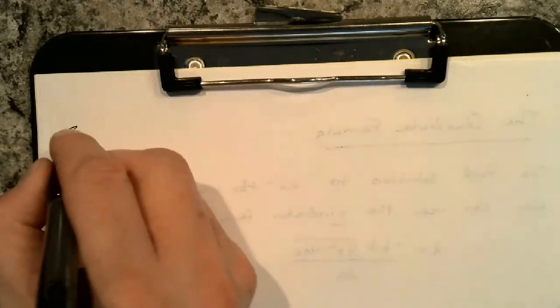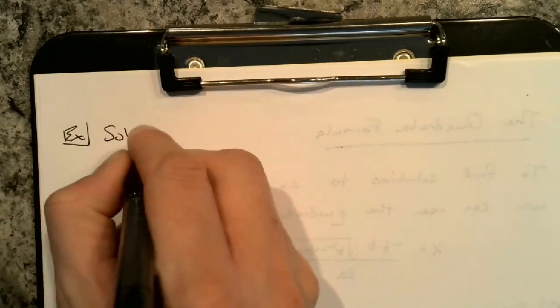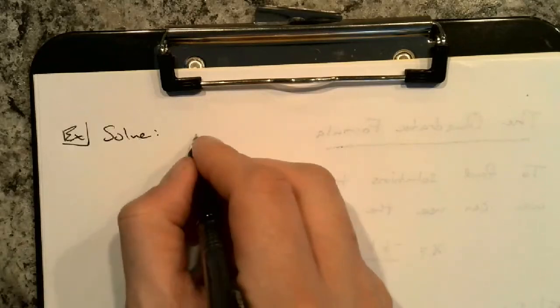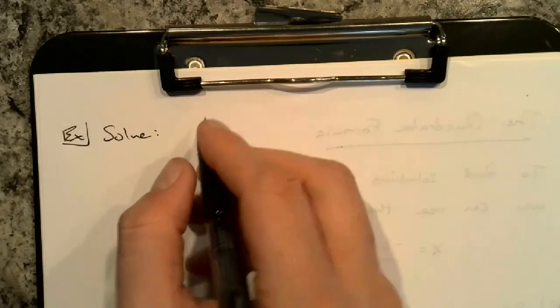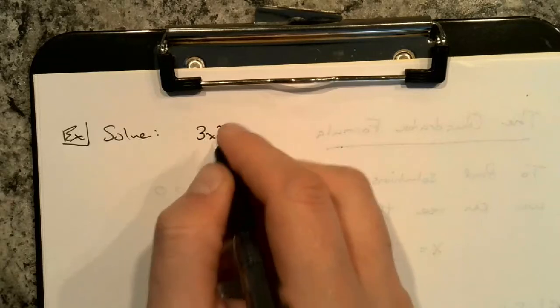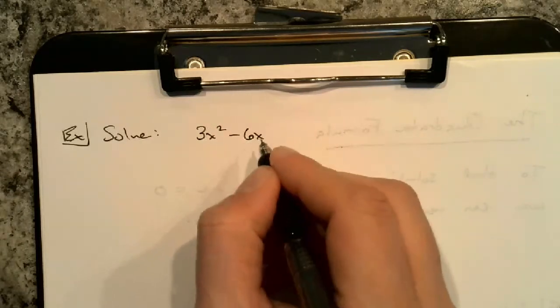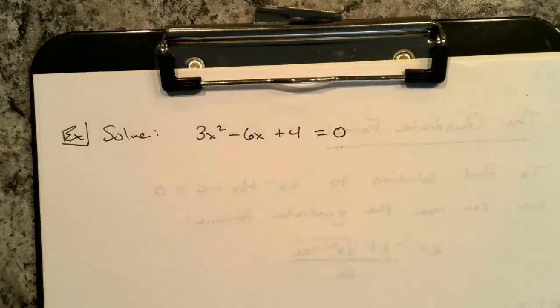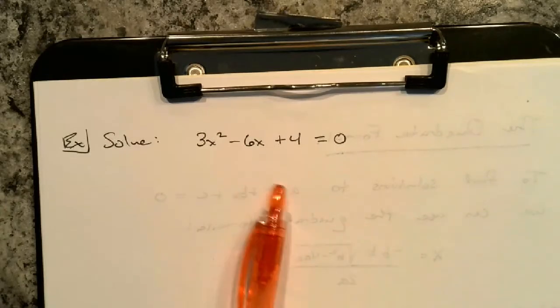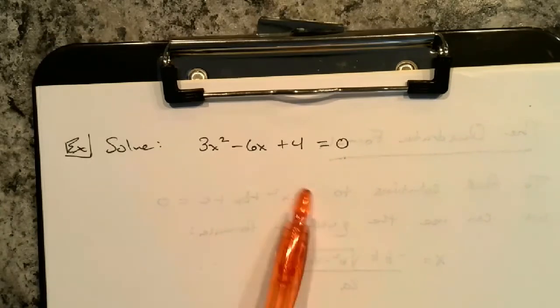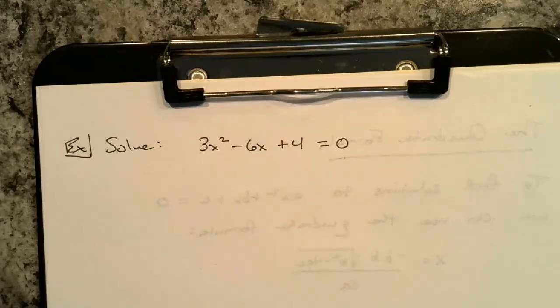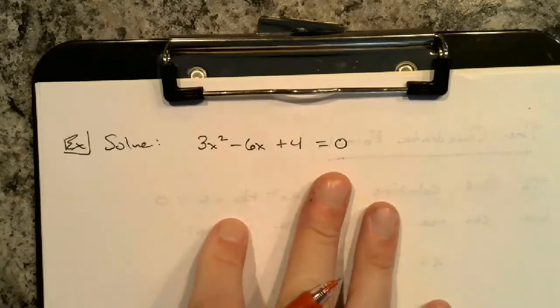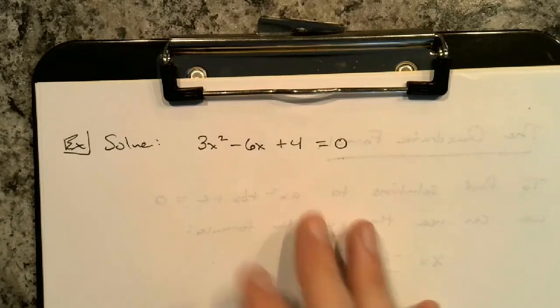So if I asked you to solve this one, if I said solve 3x squared minus 6x plus 4 equals 0. So it's already in the standard form, which is nice. You could try to factor it. I don't think it's going to get us very far in this case. So if you can't factor it, you should try using the quadratic formula.